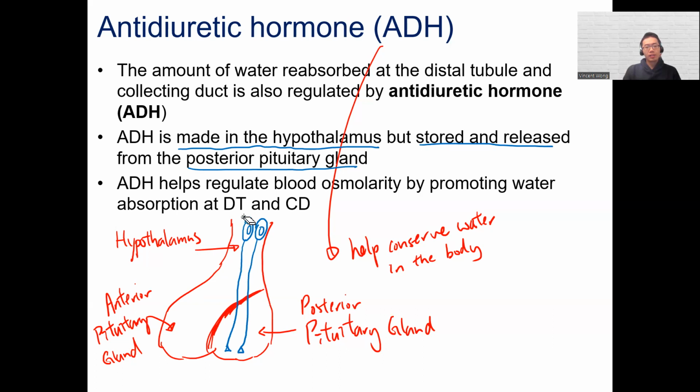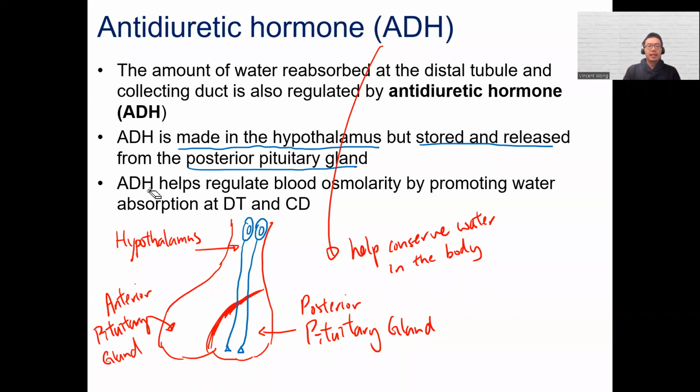So the cell body of the neuron makes the ADH. They are packaged into little vesicles. The vesicles travel down the axon, and then they're stored in the axon terminal of the neuron. And those axon terminals are located within the posterior pituitary gland. Okay? So that's something to keep in mind. There are some hormones that are made in the hypothalamus and stored and released from the PP. The anterior pituitary gland makes its own set of hormones, which we'll learn later.